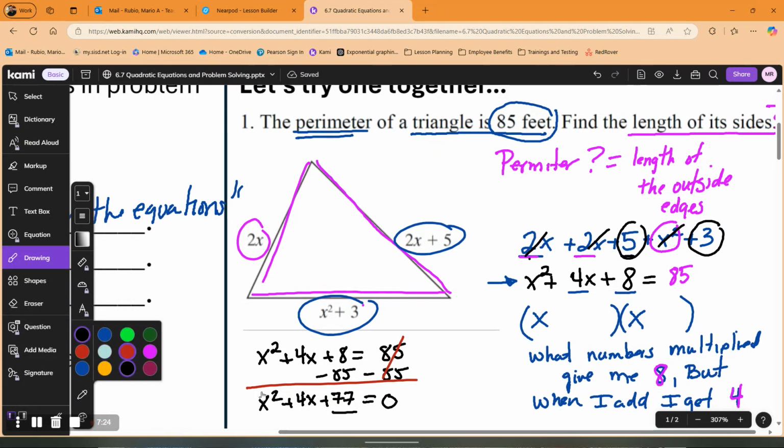Okay. So now that I fixed it, I got to figure out what numbers multiplied together give me 77, but when I add them, I get 4, okay? So there's really only one combination, 7 times 11. 7 and 11 is 77. And 7, 8, 9, 10, 11. One of those needs to be positive.